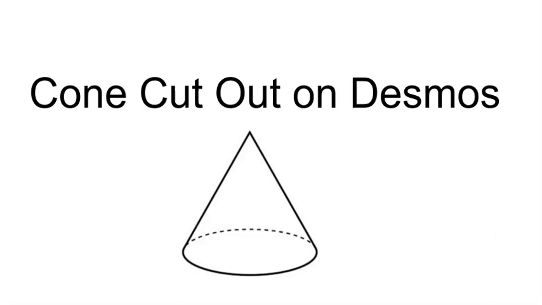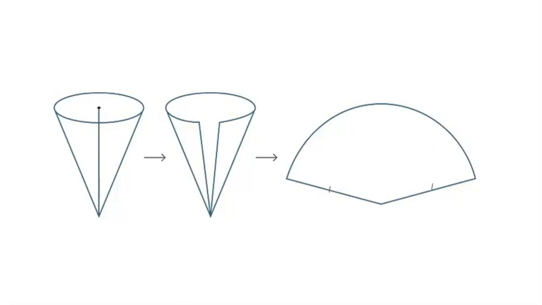In this video, you can work along with me. We're going to look at how to do a cone cutout on Desmos. The thing to realize is that when you open up a cone to try to get that 2D version of it, it opens up into a partial arc of a circle.